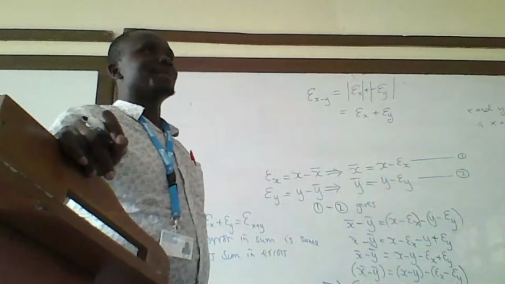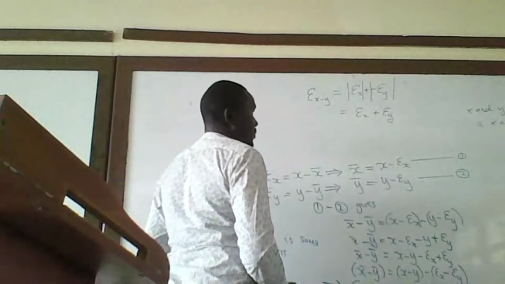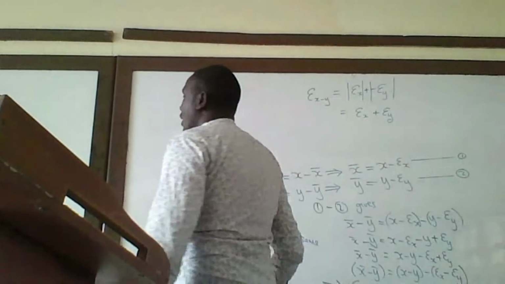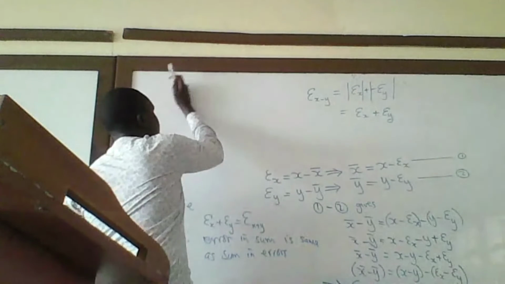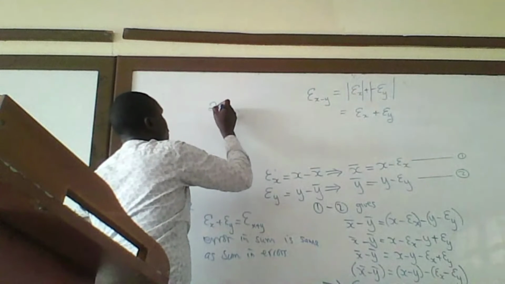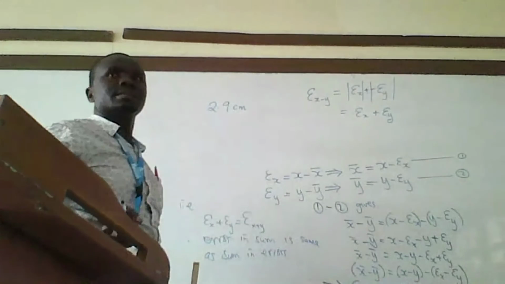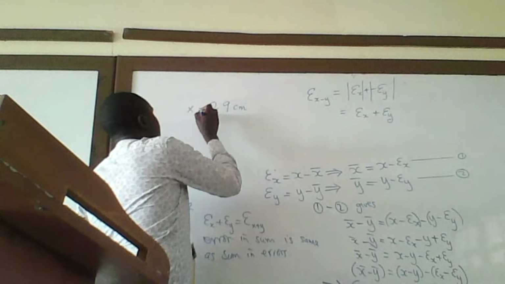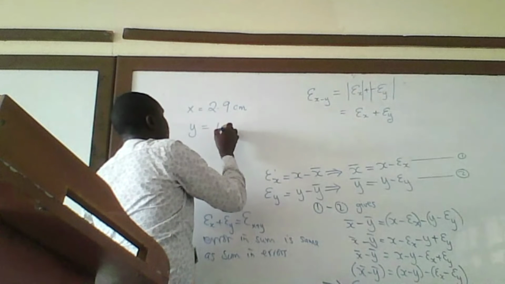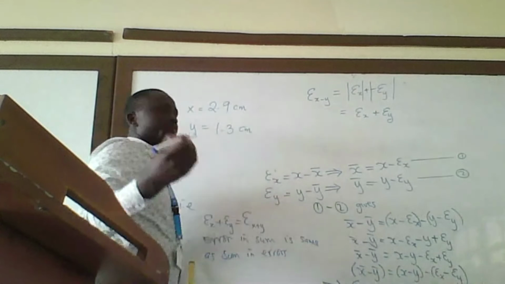I know what I'm saying doesn't make sense. That one I know. So Irene, let me give an example for us to be on the same page. I hope you remember in Form 3, if I give you a measurement like 2.9 centimeters, and I gave you another measurement like 1.3 centimeters, just for example.